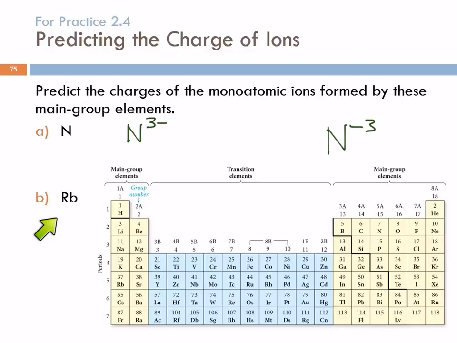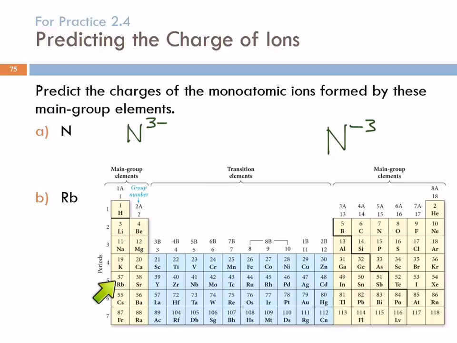How about rubidium? We have to find it on the periodic table first. There it is. Is it a metal or a nonmetal? It's a metal because it's on the left side of this stair-step line. If you have a hard time remembering which is which, find an element that you know. Iron. Is iron a metal? Yeah, it is. So that means everything on the left is a metal. So rubidium's a metal. Metals form positive ions.